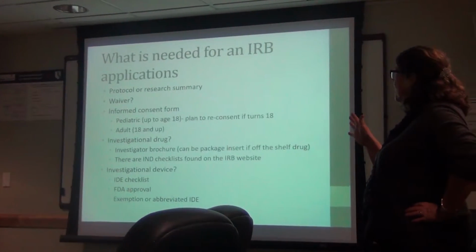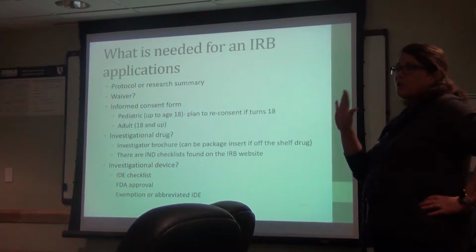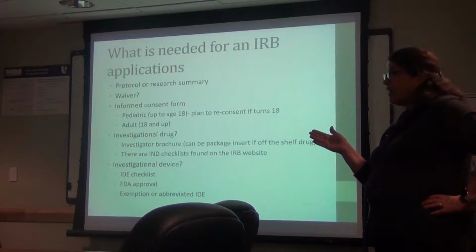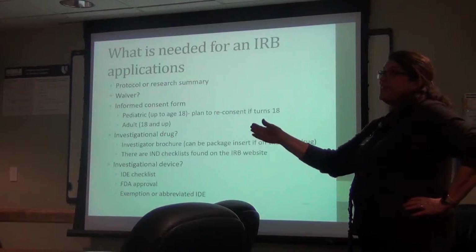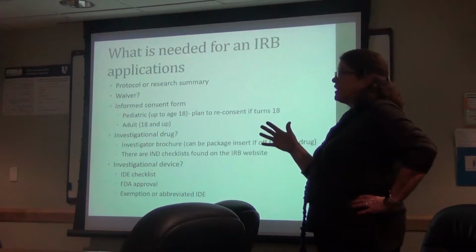The informed consent form. Now, in kids, once they turn 18, magically, boom, they're no longer minors, right? They're adults. So if you have anyone who's 17 in your study, and they are going to turn 18 while on study, then you have to reconsent them with an adult consent. I know it's burdensome, but that's just regulatory.